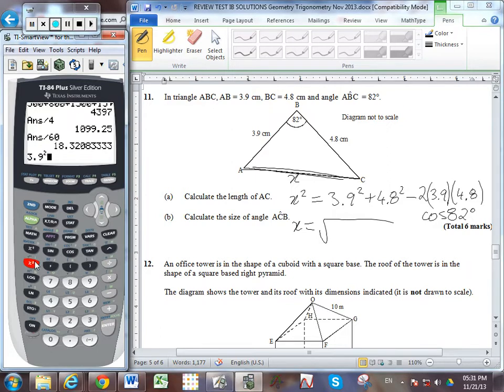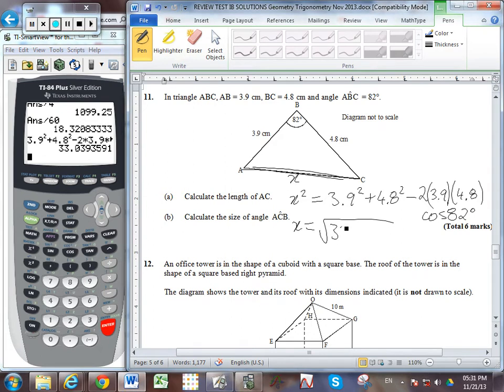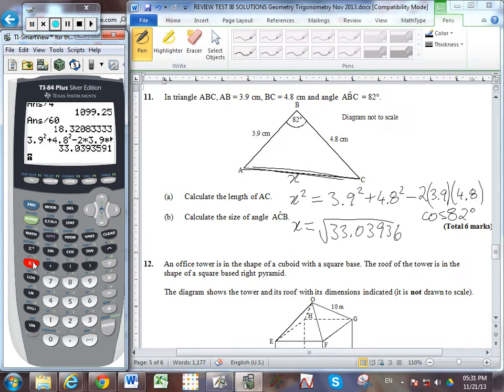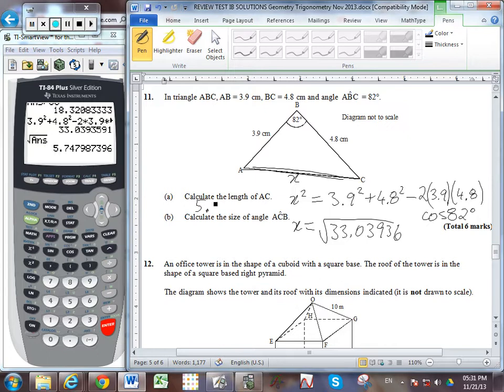3.9 squared plus 4.8 squared minus 2 times 3.9 times 4.8 times the cosine of the angle in between. Okay, so we're going to be taking the square root of this number, 33.03936, if I round to more significant figures than I need. So the square root of the answer I just had is equal to 5.75. So the length of AC is about 5.75, and my units is centimeters.